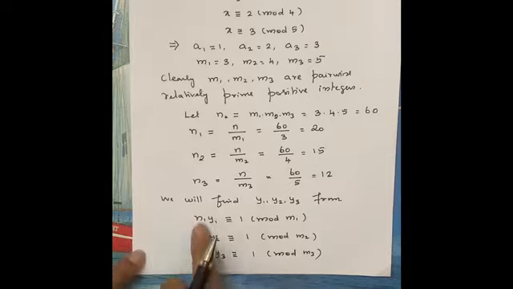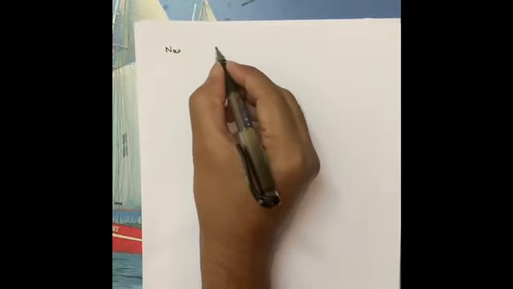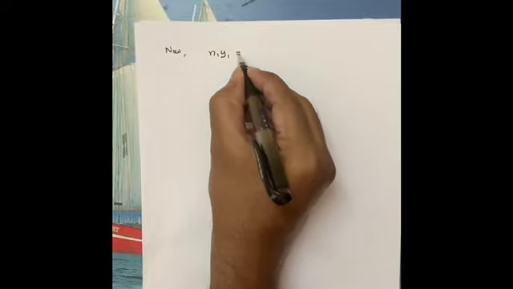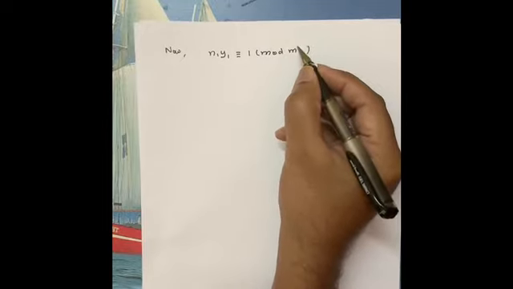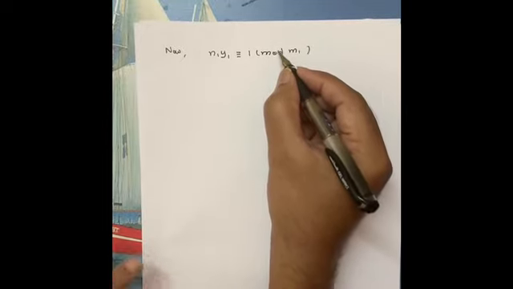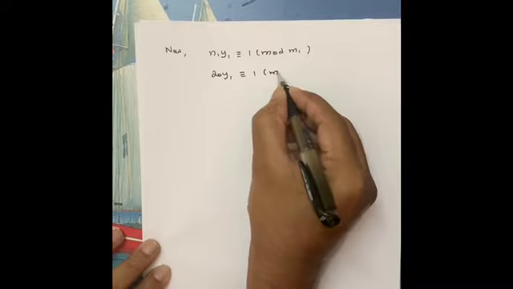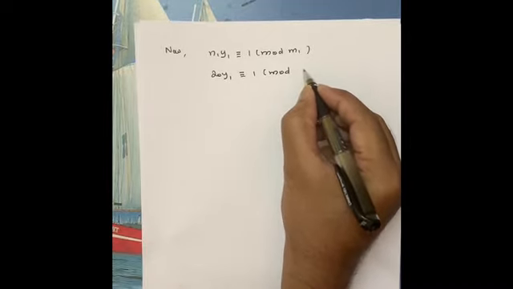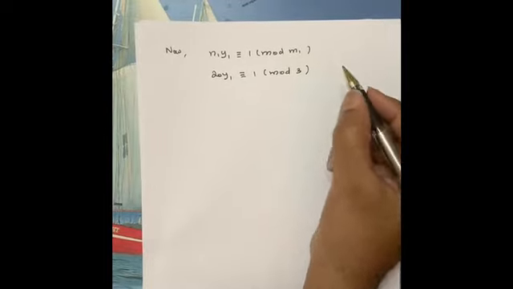Okay, so now you have to take the first congruence. What is the first congruence? n1 y1 congruent to 1 modulo m1. The n1 value we already have: n1 is 20. So 20 y1 congruent to 1 modulo m1. What is the m1 value? It is 3. So by trial and error, we can find the value of y.